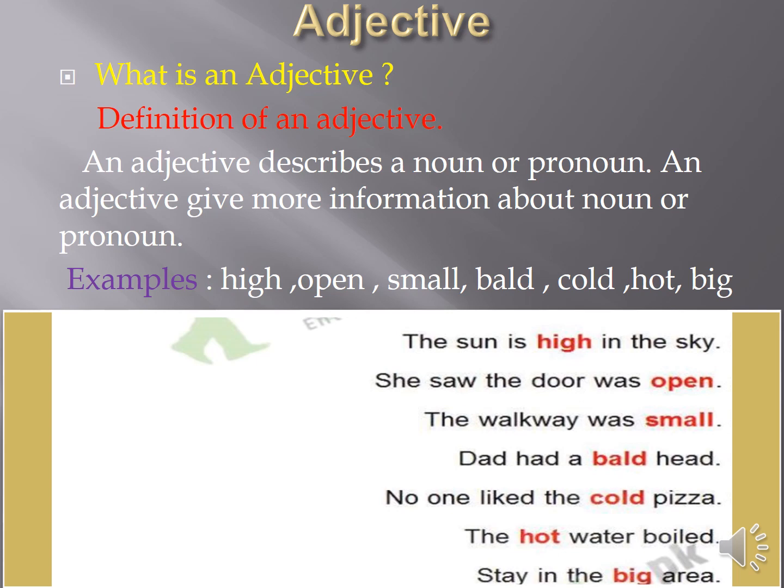Next one, stay in the big area. So always try to stay in a big area. These are the words written in red handwriting, or in bold handwriting. These are all adjectives, which are giving us more information about the nouns.